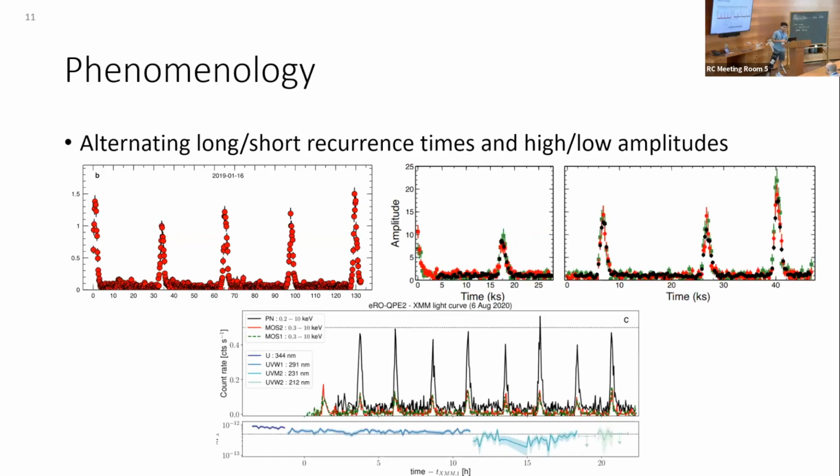And then this is one of the more interesting properties: if you look closely at the light curves, there's a pattern of alternating long, short recurrence times that also goes with high and low amplitudes. I think this is maybe easiest to see in the 2019 light curve of RX 1301, where you have a big flare followed by a long quiescence and then a small flare followed by a shorter quiescence. So my understanding is this is one of the real motivators for pointing towards an EMRI scenario with an orbiting companion driving the QPEs. And this is seen in all of the well-behaved sources.